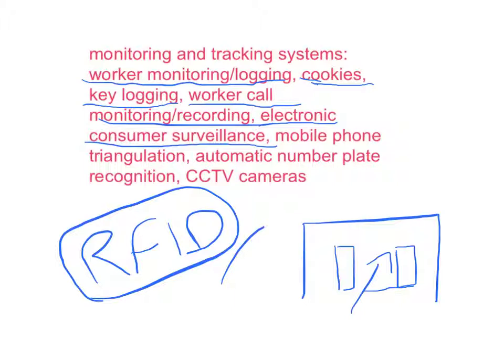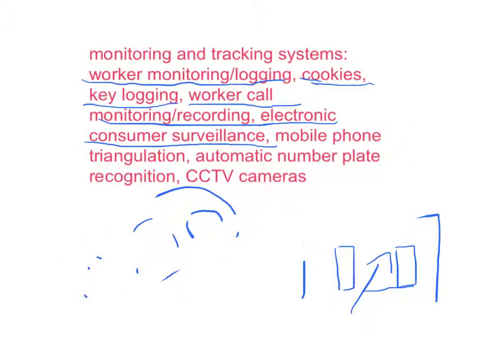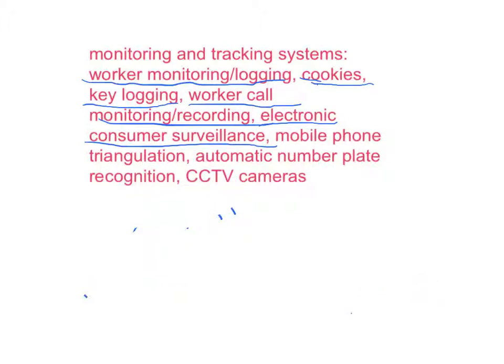Mobile phone triangulation. Basically, this involves the process of using three different mobile phone masts to pinpoint where a person is. So, let me just show you. If this is mast number 1, this is mast number 2, this is mast number 3. If your mobile phone is connected to all three, then we know that it's in this kind of region, because they only have a maximum range of a certain size.